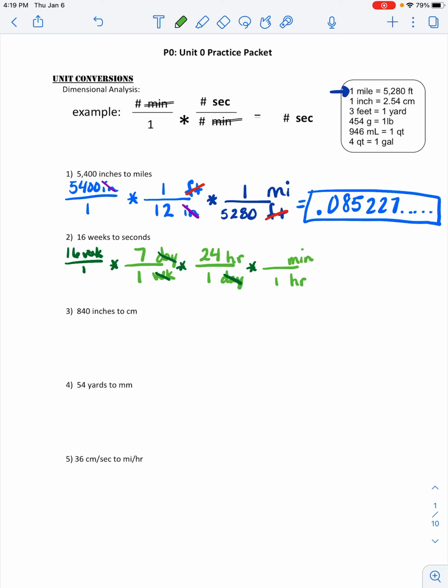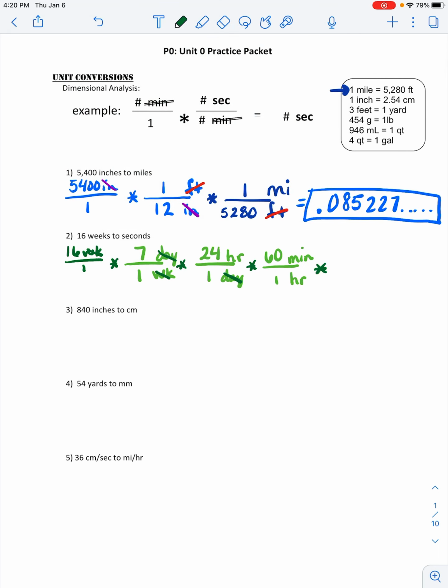And if you happen to know how many seconds there are in an hour, you could absolutely go ahead and write this fraction to go from hours to seconds. Most of my students do not know that conversion, so I'm going to go from hours to minutes, and then I will go from minutes to seconds. The bigger one gets the 1. It takes 60 seconds to make a minute.